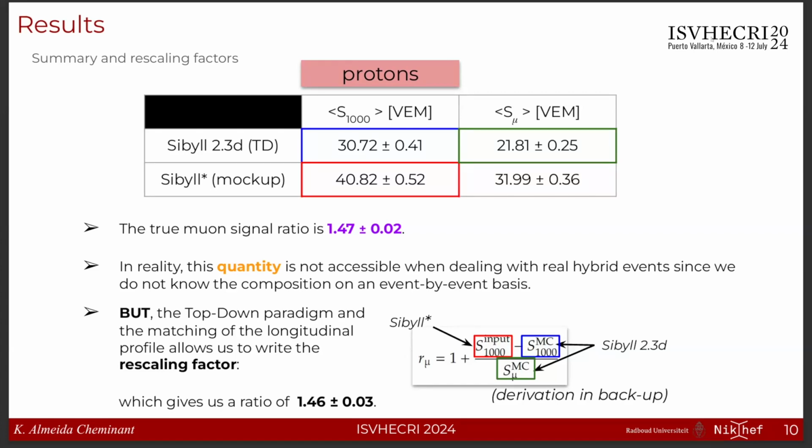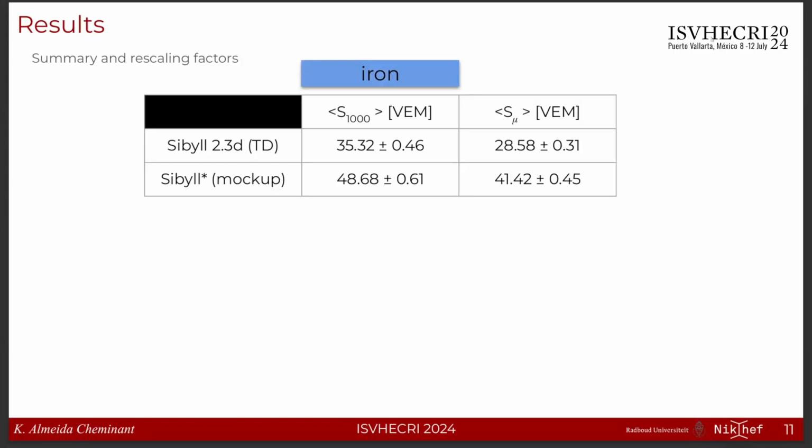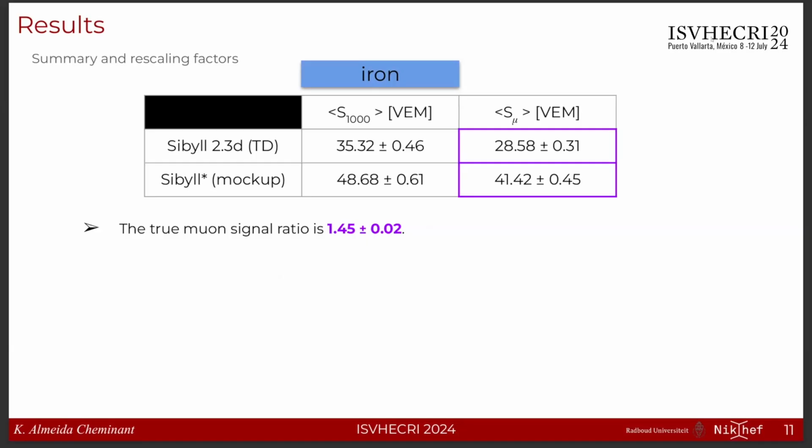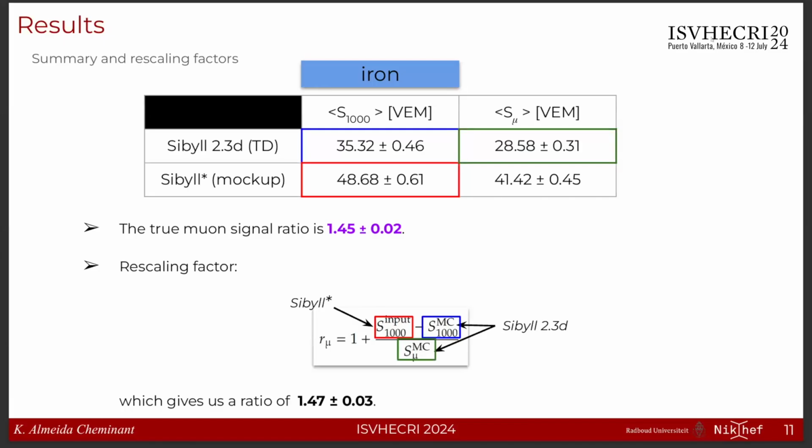And this is the equation for the rescaling factor. If you want to see the full derivation on how we obtain this, it's in the backup. But you see that we obtain a ratio that is very, very close to the true one, which means that the top-down scheme is working quite well. Naturally, what I've shown you so far was for protons, but you can do the same for the iron showers that we have in the input dataset. And you see that in this particular case, the true muon signal ratio is 1.45, and then you do the same calculation, and you also obtain 1.47. So a value that's well within the uncertainties of both quantities.